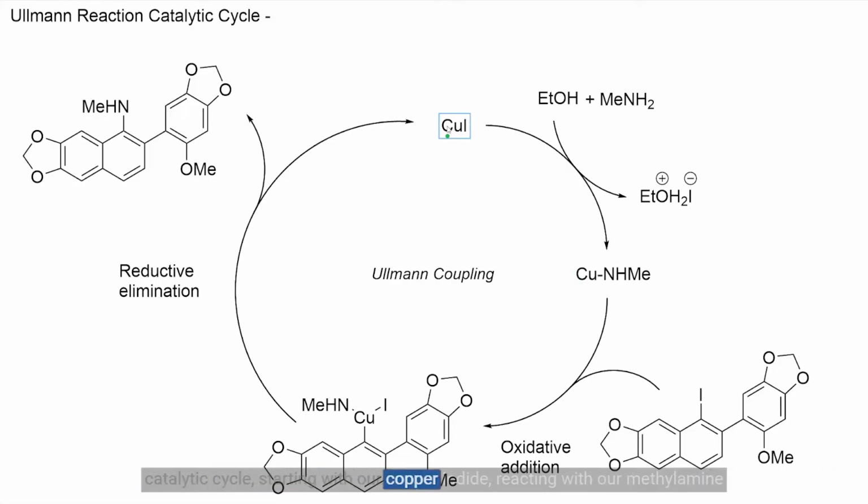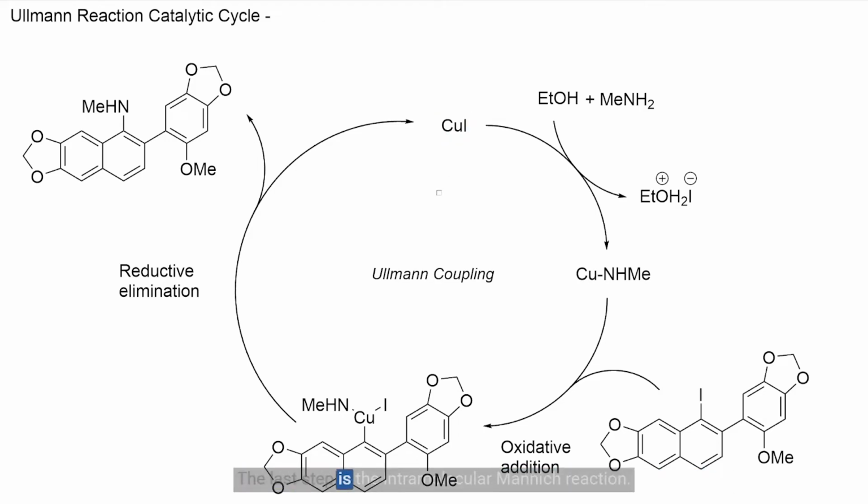Starting with our copper iodide, reacting with our methylamine here. Both are reduced by ethanol, which acts as a mild base in water. This copper amine species, which we've just generated, undergoes oxidative addition with this organic iodide, forming this complex. The amine and aryl substituents will be eliminated together to form the product of the Ullmann coupling reaction, and the copper iodide species is regenerated.